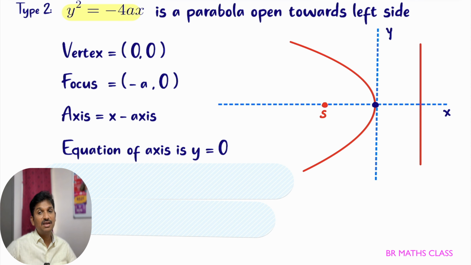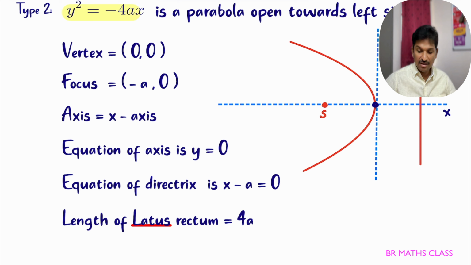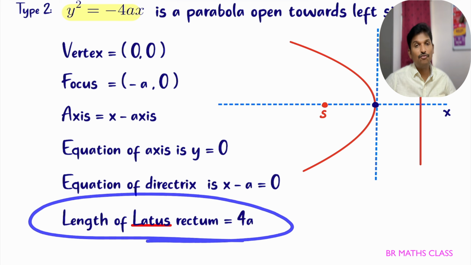Okay. Next, directrix. You see here, directrix. No need to memorize. Directrix is parallel to y-axis. Its equation starts with x equal to. How far it is from the origin? This is a units only, right? X equal to a. That means x minus a equal to 0. Equation of directrix is x minus a equal to 0. Next one is length of latus rectum. In all the parabolas in our syllabus, whatever 4 parabolas are there, length of latus rectum is 4a only. So length of latus rectum is 4a.